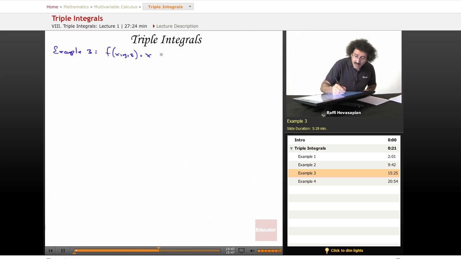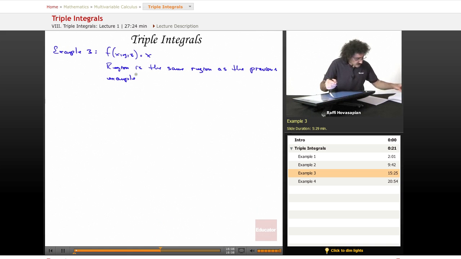Okay, x. And the region is the same region as the previous example.